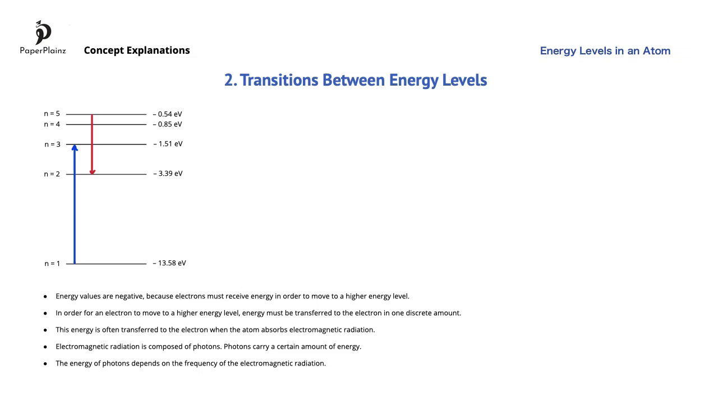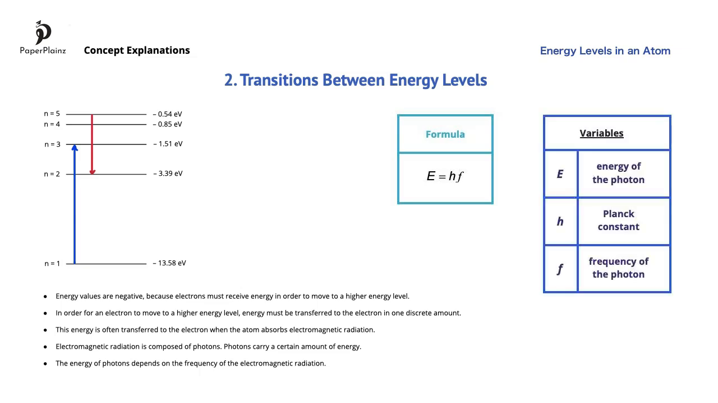The following formula shows the relationship between the energy and the frequency of a photon. Here E is the energy of the photon, h is Planck's constant, and f is the frequency of the photon. Let's now work through an example that involves this formula and the energy level diagram on the left-hand side. Take a moment to pause the video and read this example.